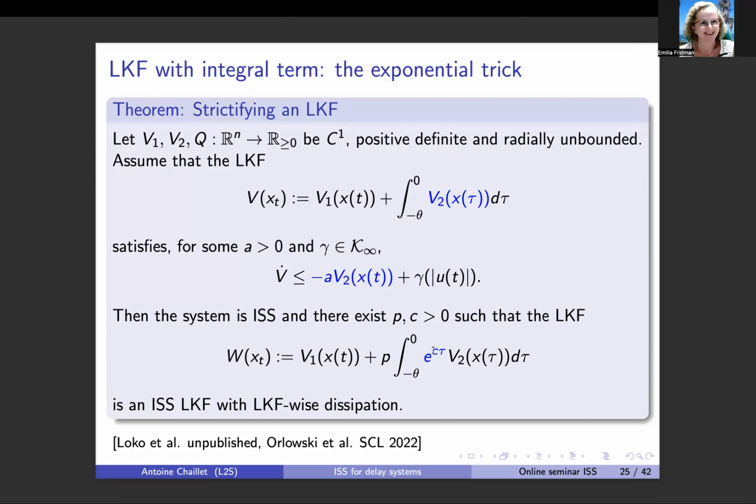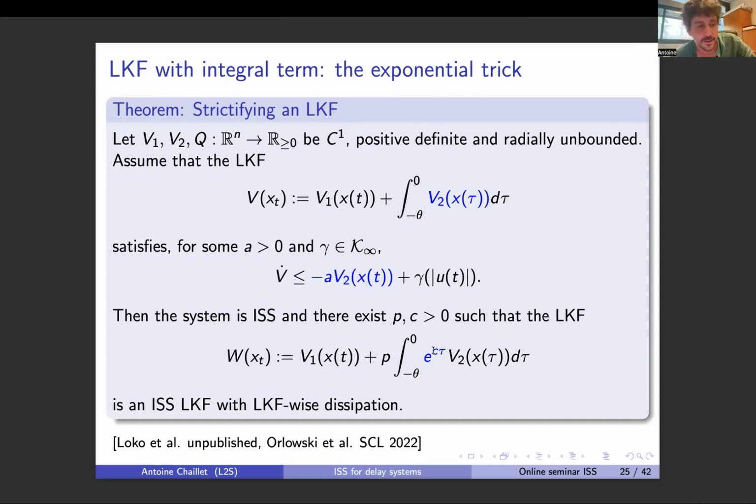Yes? This exponential trick exists for many years. I know. Standard too. I know that it exists. I'm not claiming... This is a very standard thing. Yeah, I know. I'm not claiming that I'm at the origin of this exponential trick. I'm just saying that it's a very classical trick to get LKF-wise dissipation.